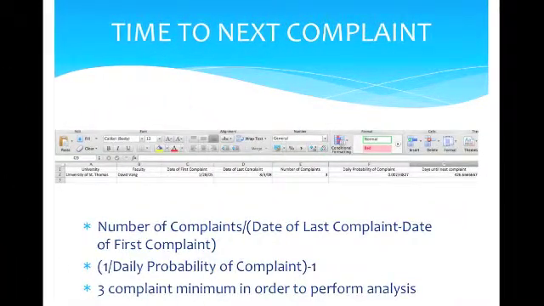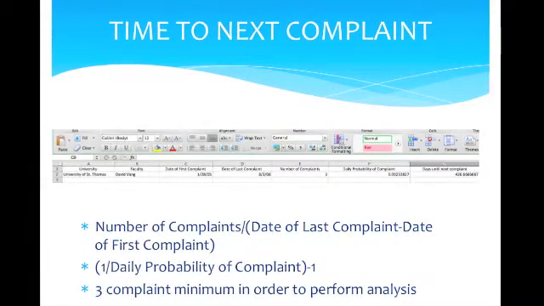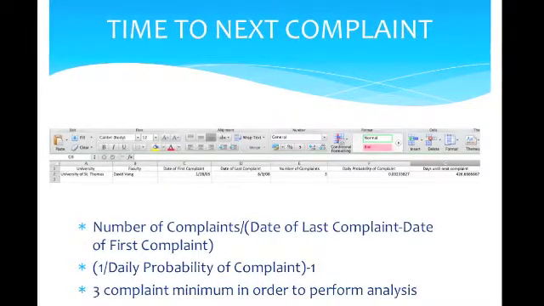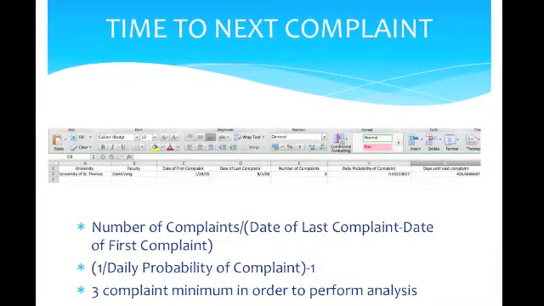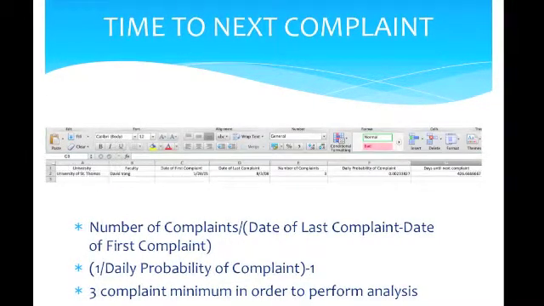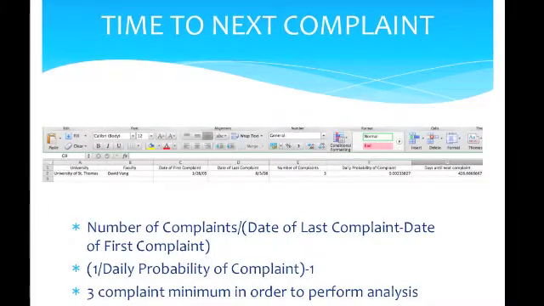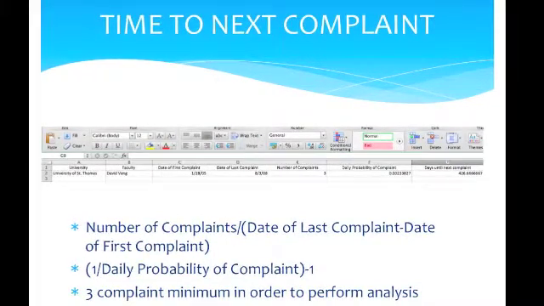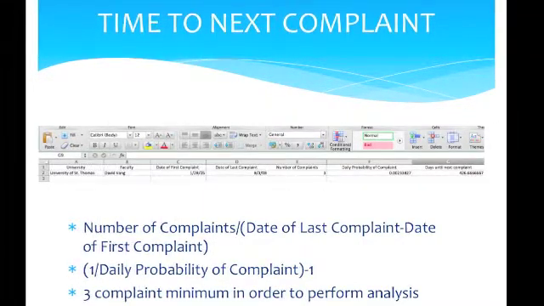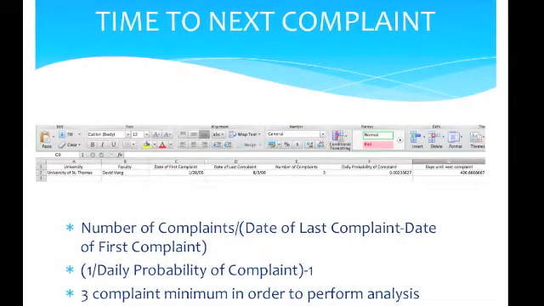One method that we used for analysis was finding the time to next complaint. This requires first calculating the daily probability of a complaint from the date of the last complaint. Once the daily probability of a complaint is determined, you can find the inverse of that quantity and subtract it by 1. This leaves you with the time to next complaint. This is a standardized measure that makes it easy to draw comparisons between programs based on the time between negative feedback.